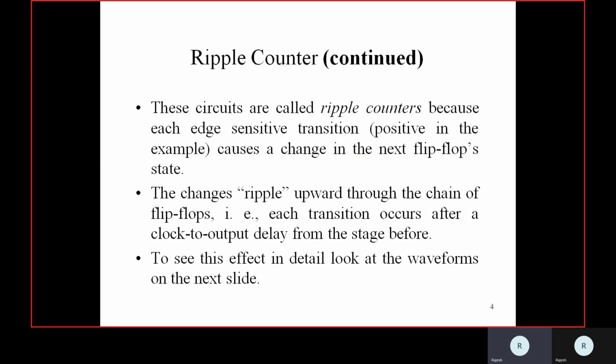So these circuits are called ripple counters because each edge sensitive transition, positive in the example, causes a change in the next flip-flop state. And the changes ripple upwards through the chain of flip-flops. Each transition occurs after a clock to output delay from the stage before.